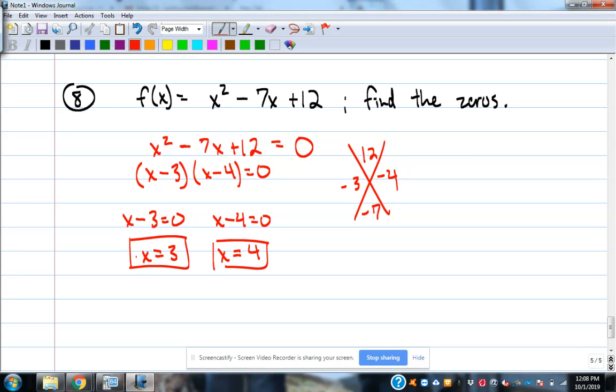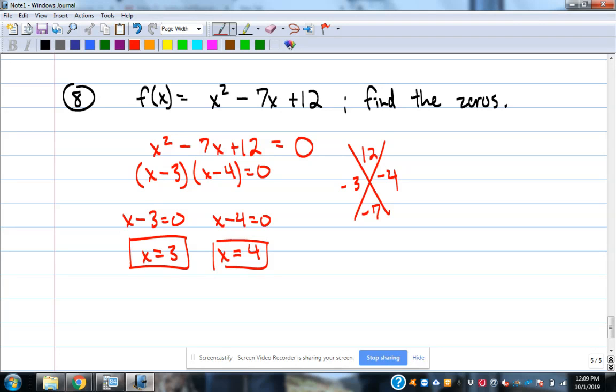So what that means is this one, if you graph that, which is where we're headed after we do benchmark on Thursday, set into graphing quadratics. We graph that, it's going to cross the x-axis at 3 and 4. That's really what we're finding. We're using algebra to find that stuff right now, but that's going to help us when we go to graphing. So that's what we're really finding out of this. So that idea is what's going on here.